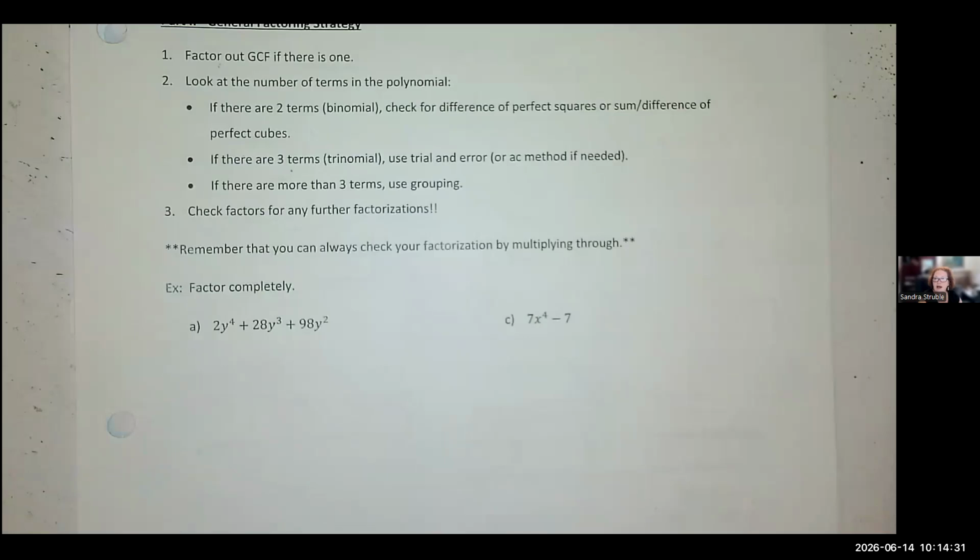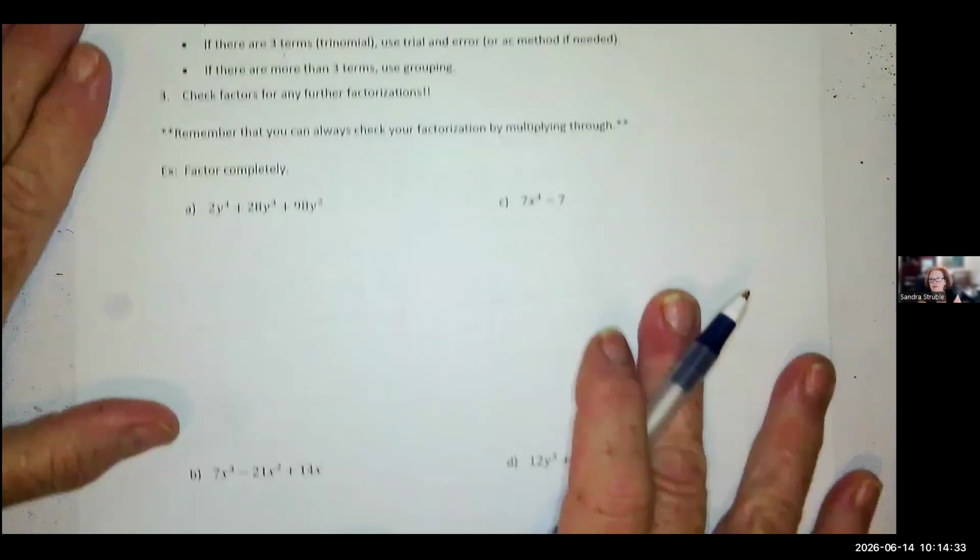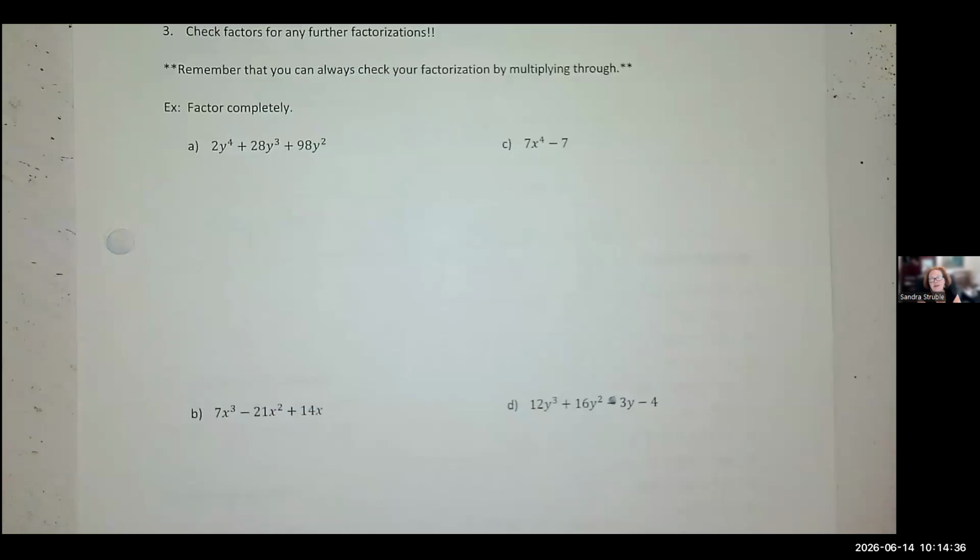Remember, you can always check your factoring by multiplying through. I don't know very many students who like to check their work. So I'm going to say it, but there you go.